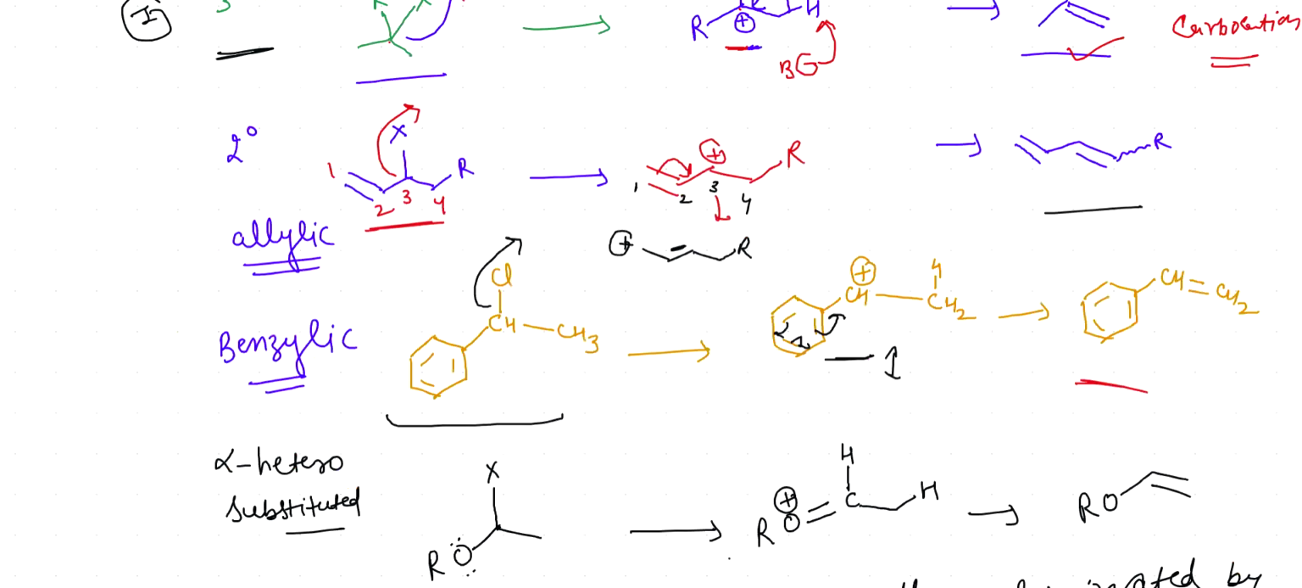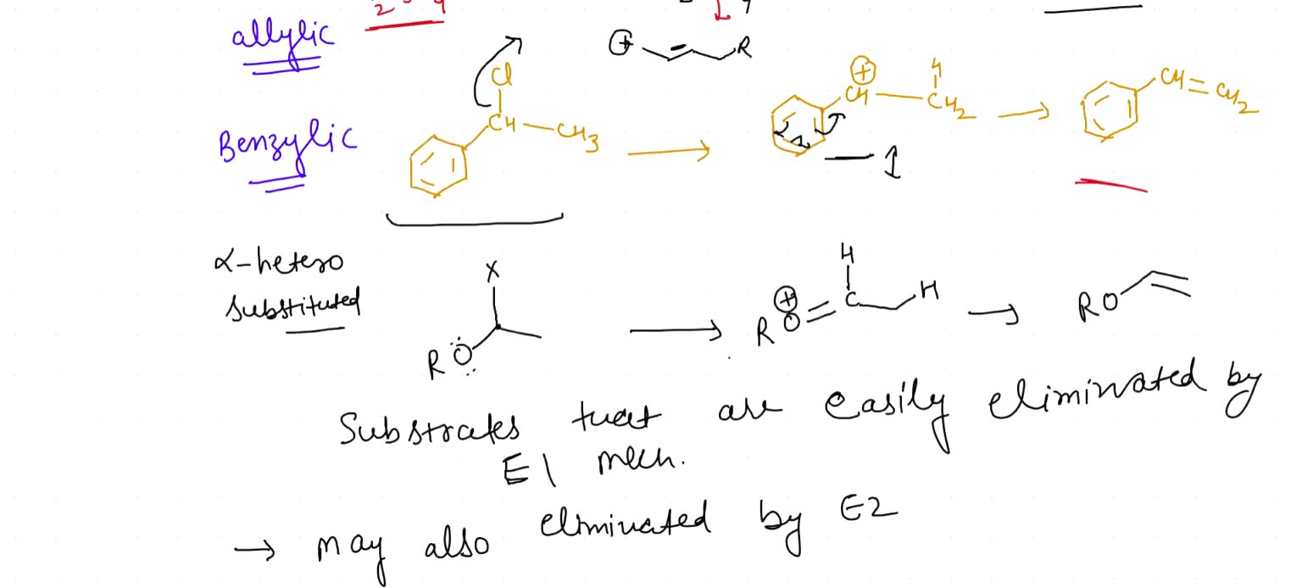Another type of substrate is alpha heterosubstituted. In these alkyl halides, the carbon is substituted with an alpha heteroatom. Here they have taken oxygen as the heteroatom. So oxygen has lone pairs. It can give its lone pair to this carbon, which facilitates the removal of the halogen group. So the lone pairs of this oxygen are helping in the removal of the halogen group.